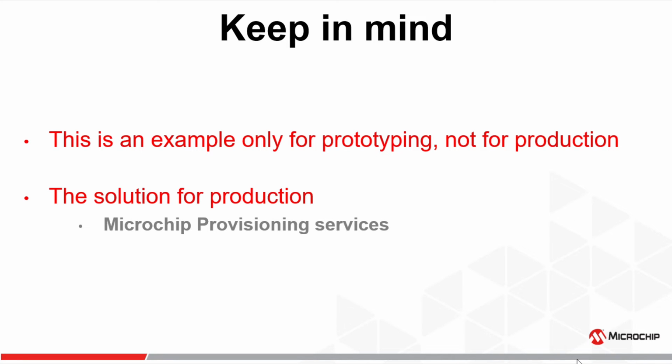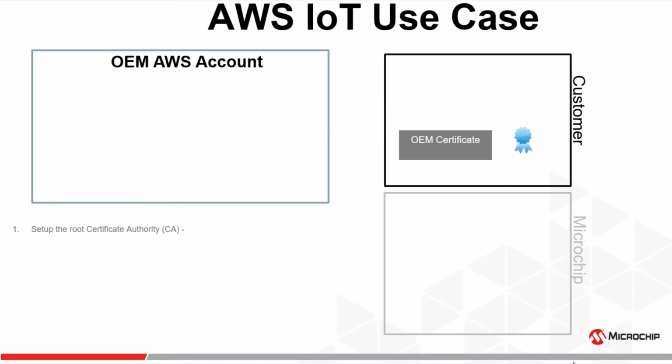So let's be clear at this point. What you're going to see next is just for the sake of the example of prototyping. It's not for production. The solution for production, when it comes down to provisioning, is to use Microchip provisioning services. Let's now build our chain of certificates, starting with creating the OEM certificates.